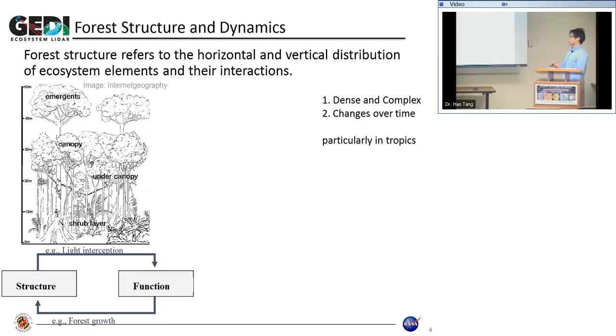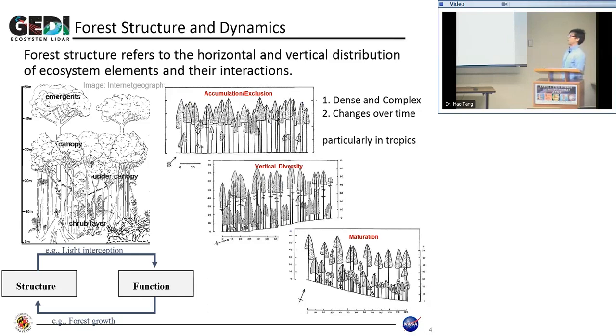And based on this structure, we have important functions. Notably, I just mentioned light interception, which in turn helps the forest to grow. That's what we know as photosynthesis. And it can be more complicated. In tropical forests, forests can change over time, known as the evolution or disturbance cycles. We have pioneer trees that usually grow pretty fast.